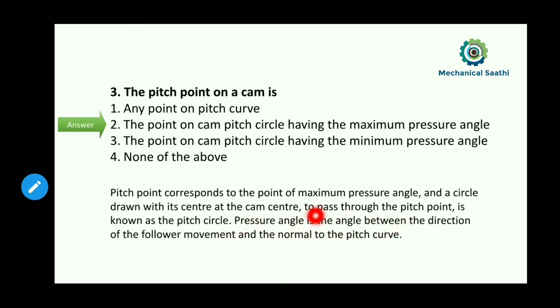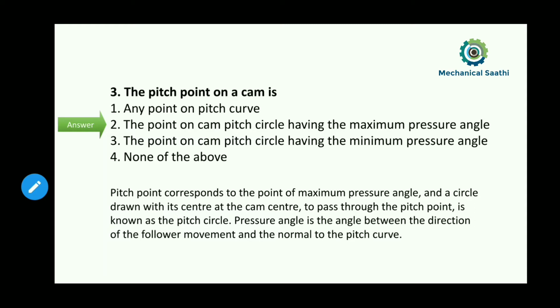So I think you got an idea about the pressure angle also. The angle between the direction of follower movement and the normal to the pitch curve is known as the pressure angle. And the point where the pressure angle is maximum is known as the pitch point, and that point should be on the pitch circle.